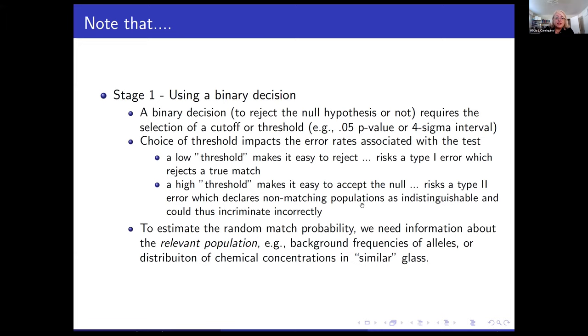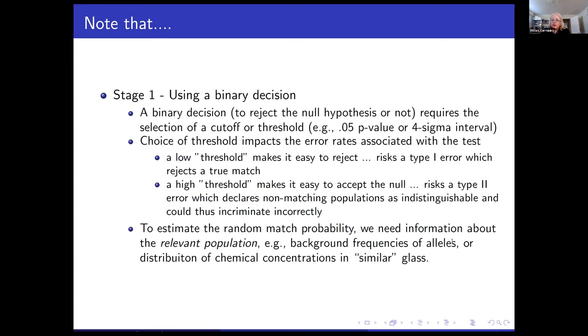So that's a problem. And the other thing to note is that in order to estimate the random match probability, we need information about the frequency of the feature we're looking at, or the distribution of the feature we're looking at in the relevant population. For example, in the case of the chemical composition of glass, I would have to first define what is comparable glass. So would it be glass manufactured by the same company during the same time period that was sold in the same geographic area? Or would it be all glass used for windows in the entire country?